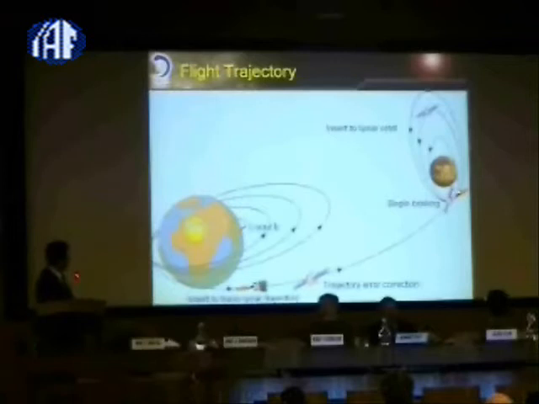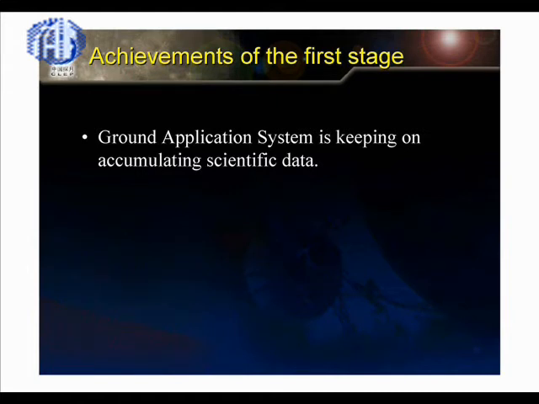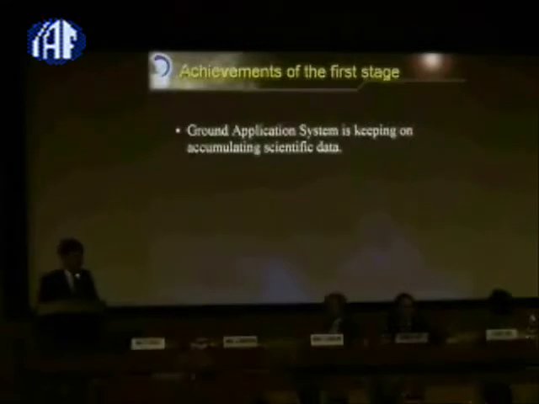On 4th November, our satellite entered the lunar orbit here. On the 7th of November, we successfully surrounded the moon. So now, our ground application system is keeping on working to receive data and deal with the data.